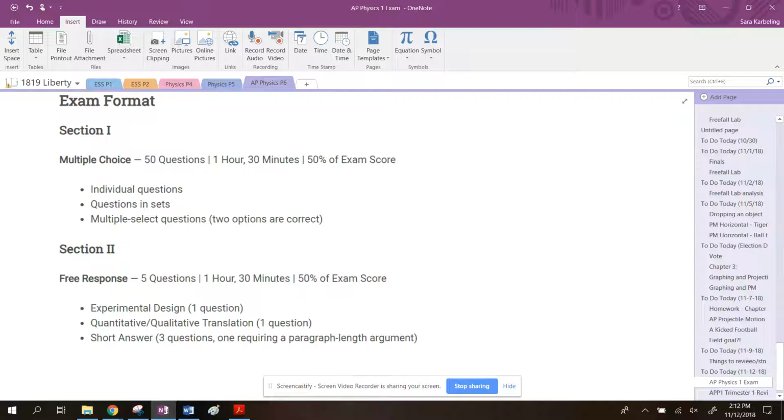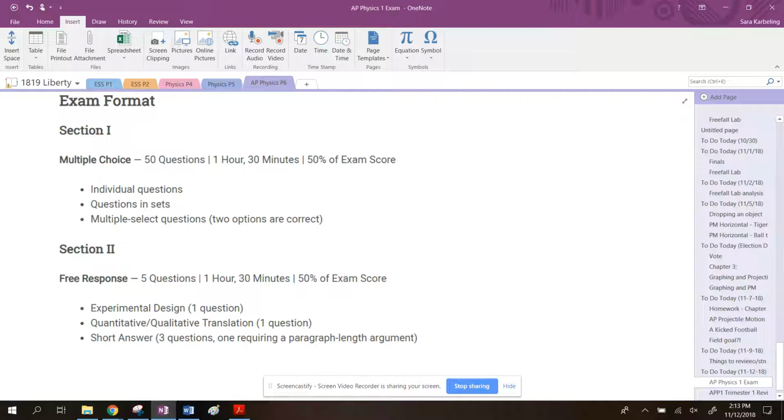You get the equation sheet. I'm pretty sure you get your calculator for the whole thing. I'll double check, but I'm pretty sure that's true. But most of that is not going to be calculation based. Section 2 is the free response section. There are 5 questions. Again, an hour, 30 minutes. So it's exactly half of the exam. It's exactly half of the percentage. It's exactly half of everything.